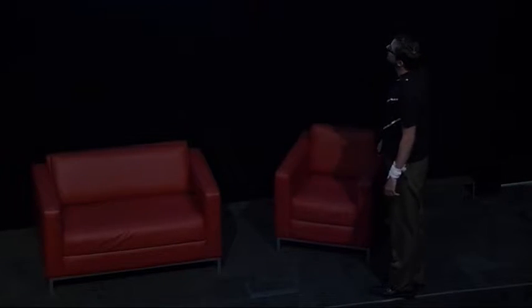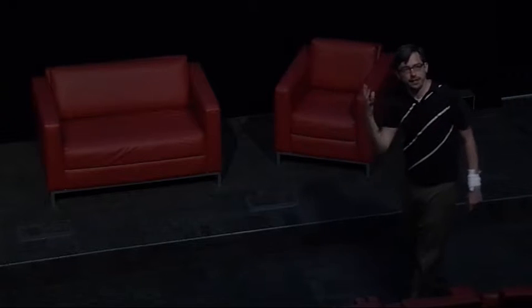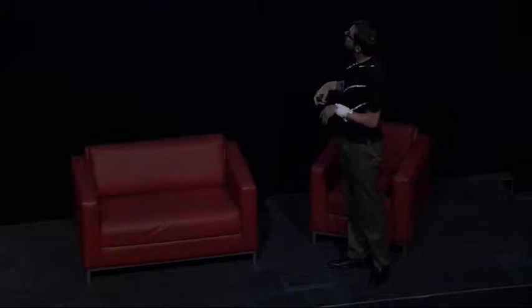So in the subsequent slides, I'll have this finite, infinite sort of arrangement to keep in mind. Now going back to this example, ultimately we want to prove main x shrink until halt, which is not a super straightforward temporal property. But what our type and effect system will allow you to do is to break this proof apart and first have a part of the proof that's concerned with only the safety aspects of shrink until halt. That is, what is the latent behavior that occurs when shrink is applied? Whenever we take shrink and apply it to a function, what happens?